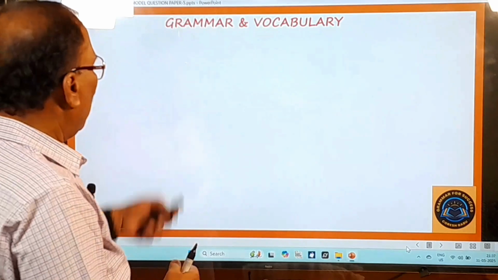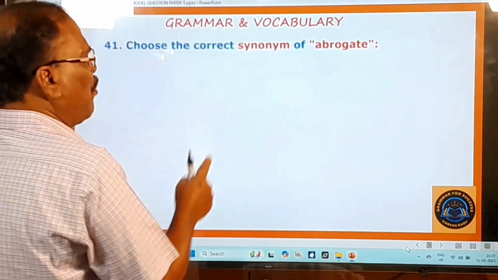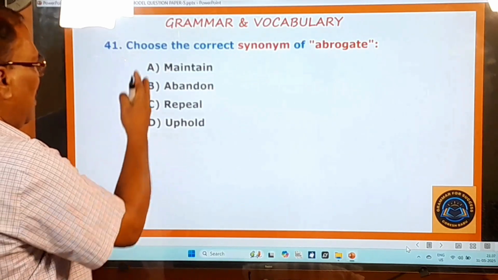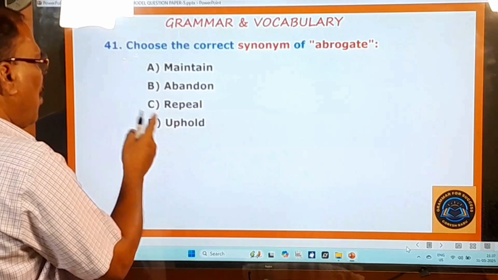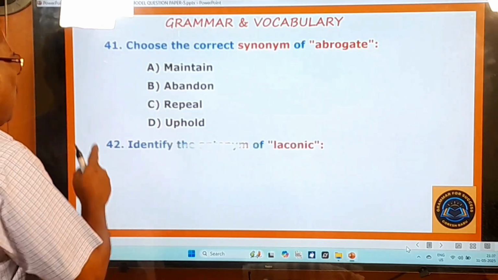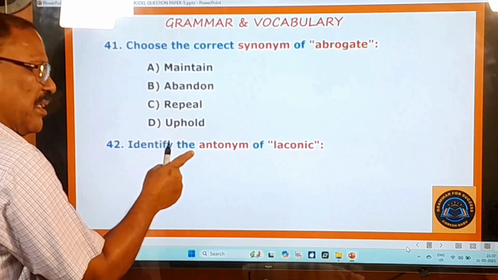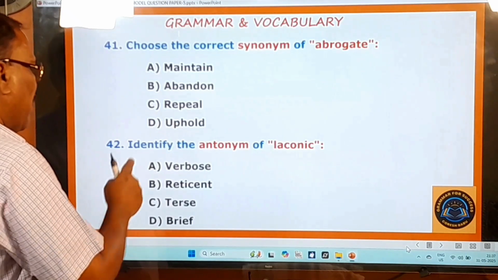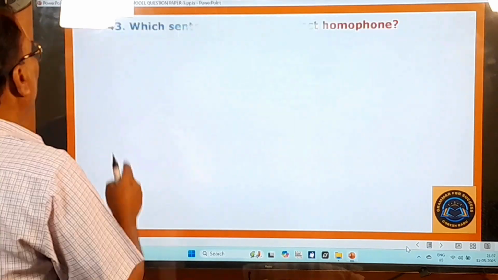Okay, and right, I'll read out the 41st question. Choose the correct synonym of abrogate. So what is the synonym of abrogate? Here are the options given: maintain, abandon, repeal, uphold. 42nd question. Identify the antonym of laconic. What is the antonym of laconic? Verbose, reticent, terse, brief.